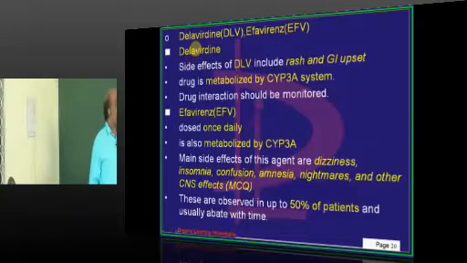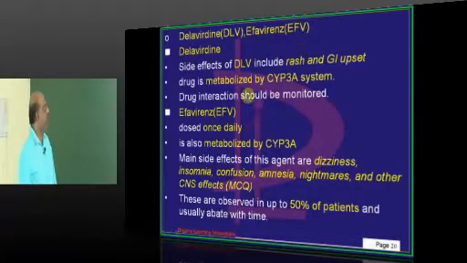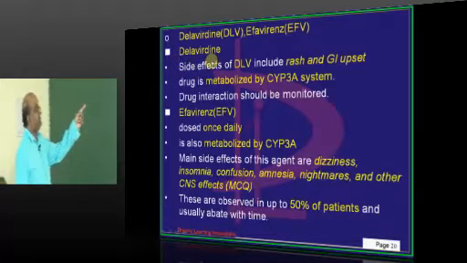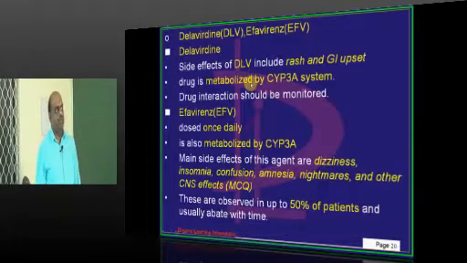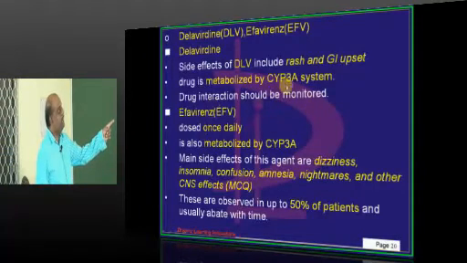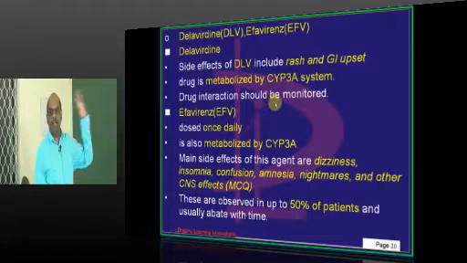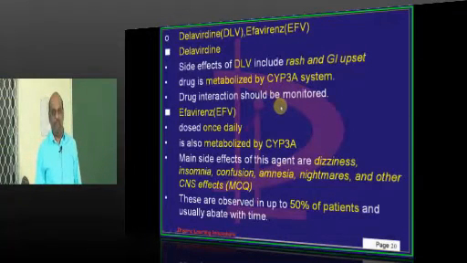Then delavirdine and efavirenz are the other NNRTIs. Regarding delavirdine, what will you remember, doctor? You can remember rash and GI upset. It is common to many. It is also metabolized by the CYP3A system. So better you remember only nevirapine and think that anything about delavirdine is equal to nevirapine. More easy to remember.